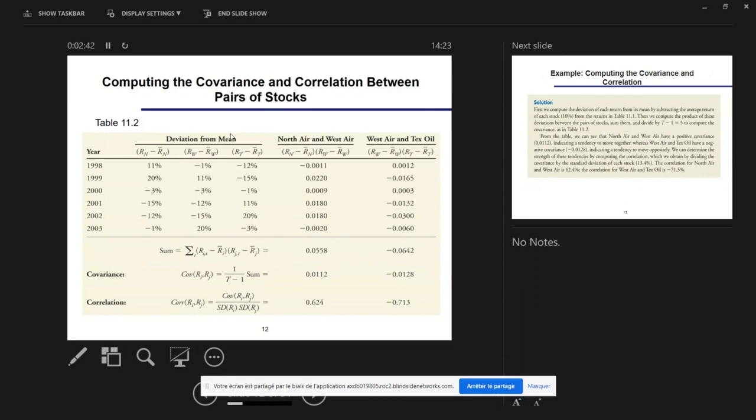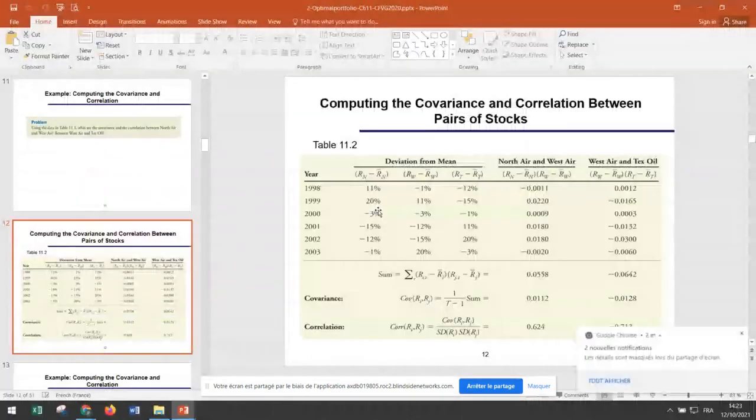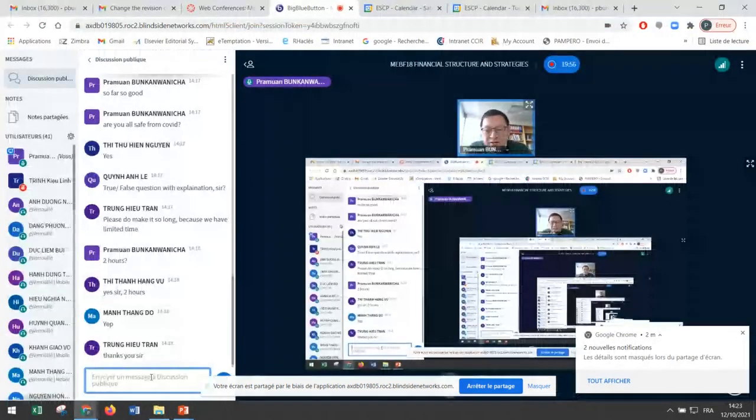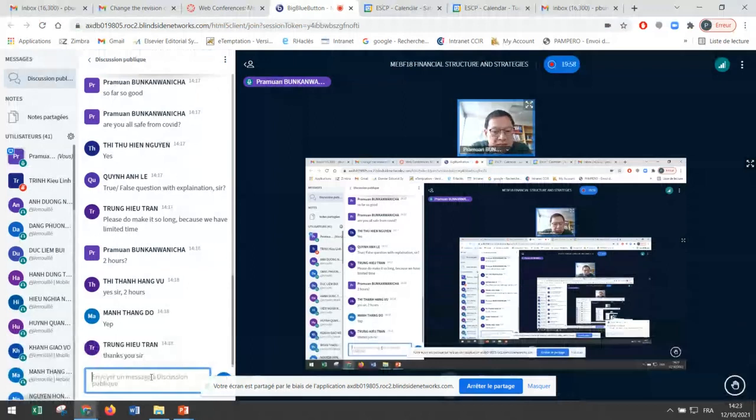What is a diversification benefit? Anyone can help me to answer? What are the diversification benefits?